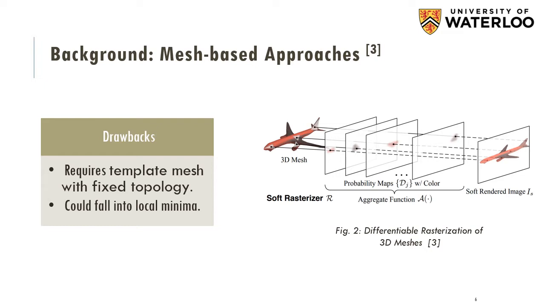But it's quite apparent that this method is very constrained to the fact that the objects need to have a fixed template mesh with fixed topology. And this is not realistic to be applied to real-world scenes, because not everything has 3D meshes that are already right there and ready to be used. And the method also could fall into local minima and reach a less than optimum solution.